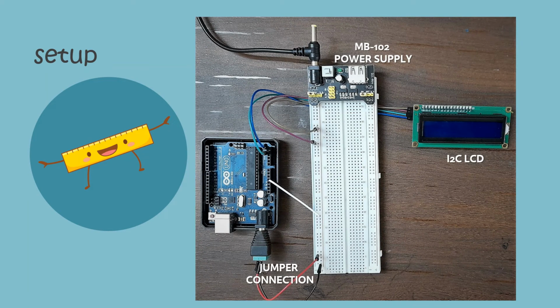As you can see, here's the Arduino Uno. There is a jumper connection to the Arduino Uno. This is the 5 volt power rail, and from here we are also giving the connection to the LCD, to the SDA, and to the VCC and ground, and here's the SDA and SCL going to the LCD.